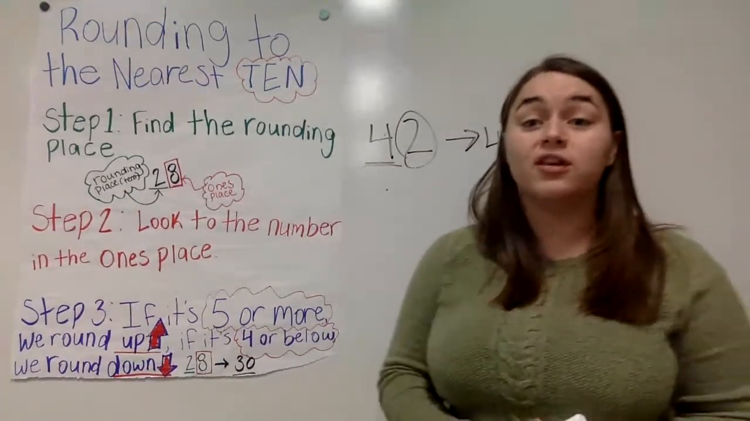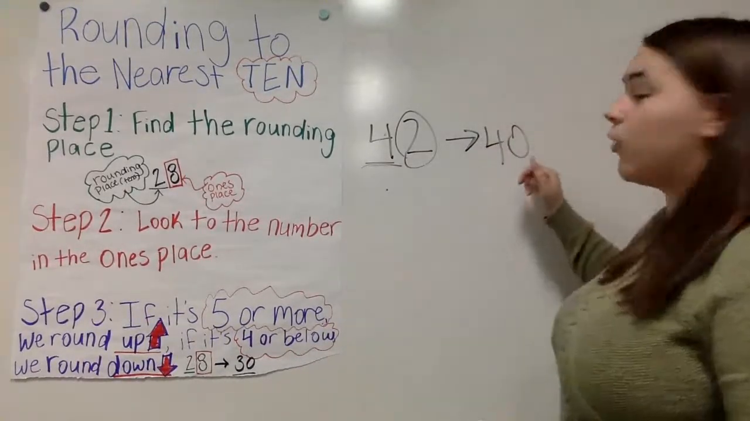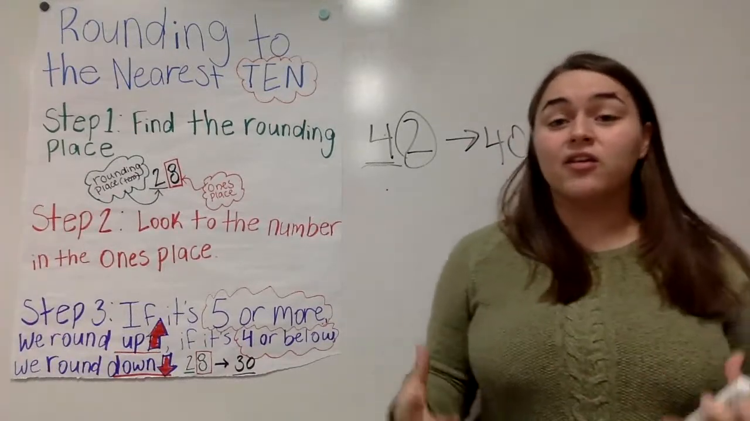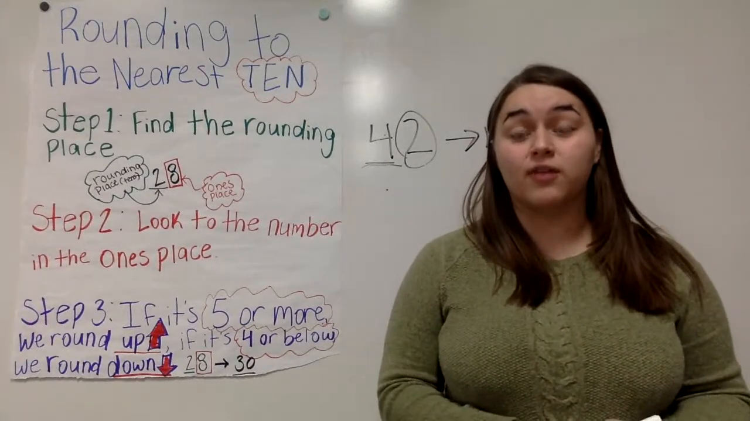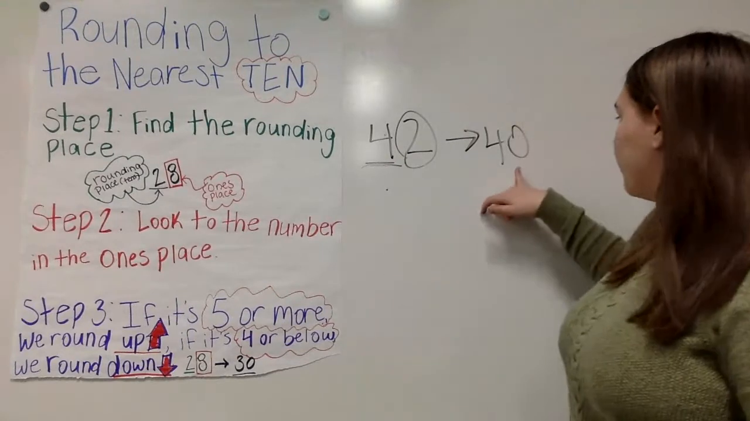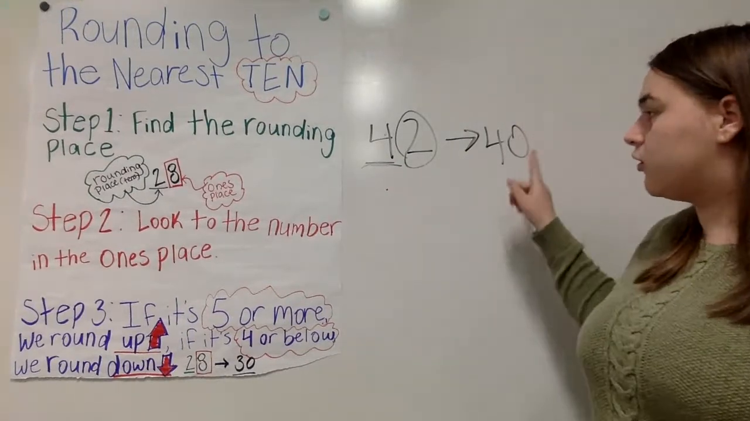Remember, when you're rounding with the nearest 10, there's always going to be a 0 at the end, because it's going to be a nice, friendly number. We like to talk a lot about friendly numbers, or a landmark number. So 42 rounds down to 40.